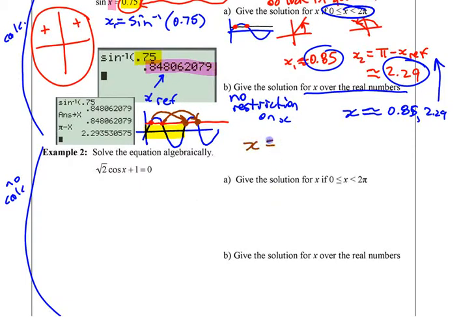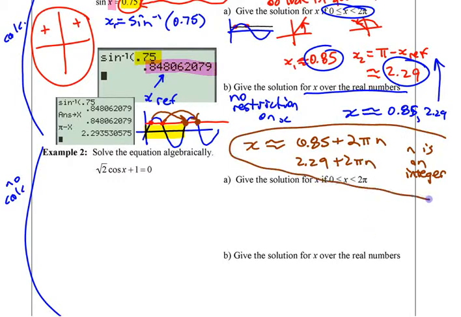The general solution is then going to be, and again I should say roughly equal to. I don't know why I'm so useless at writing these kind of things. Roughly equal to. Take my time with it. 0.85 plus multiples of 2 pi. Hopefully we're good at this by now. 2 pi times n, where n is an integer. Or 2.29 plus multiples of 2 pi, where n is an integer. That's called the general solution.